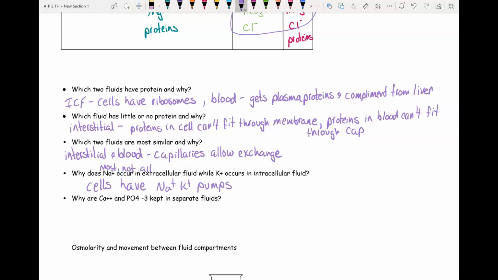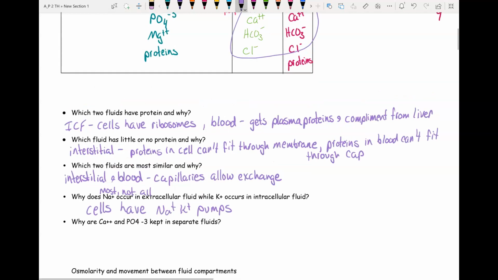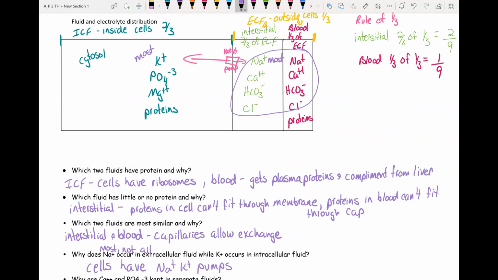Okay, then if you look at calcium and phosphorus, those are also kept separate from each other. You have phosphorus inside, you have calcium outside. You purposely do this. You make sure you keep calcium out of your cells. So you also have calcium pumps here to keep the calcium out. You don't want calcium inside your cells.